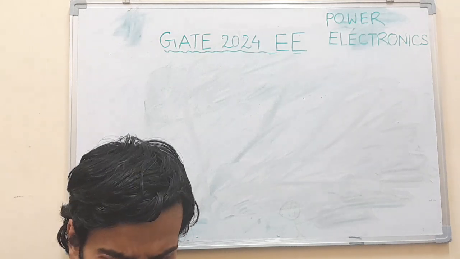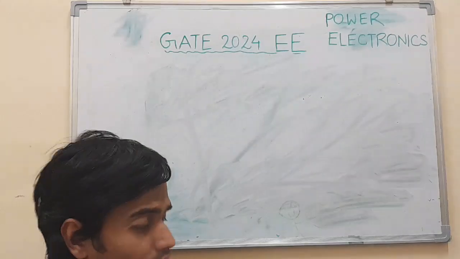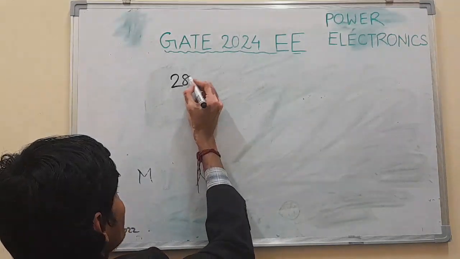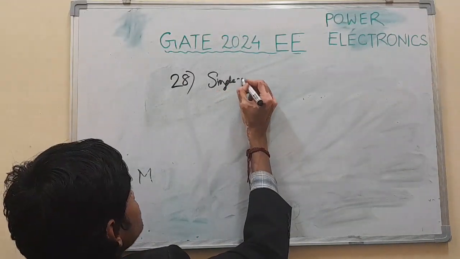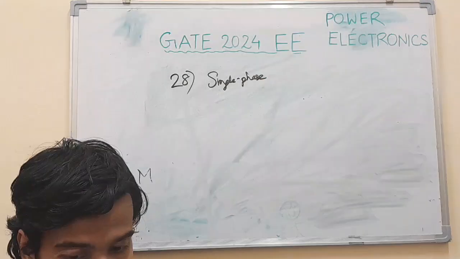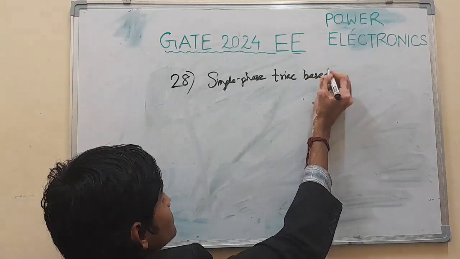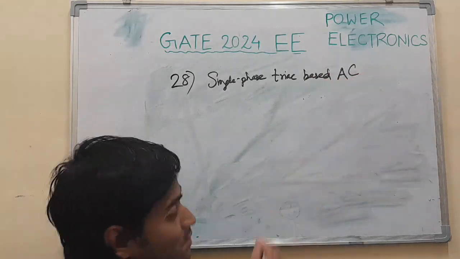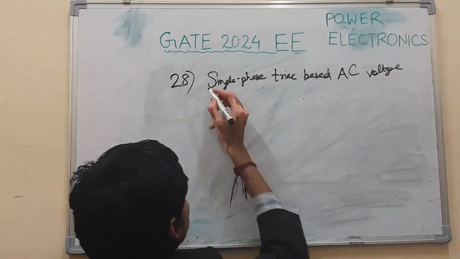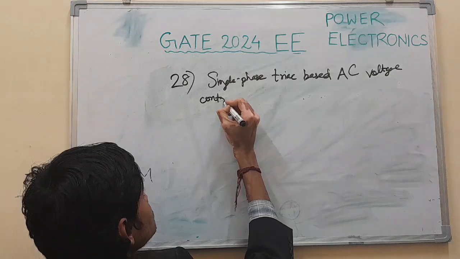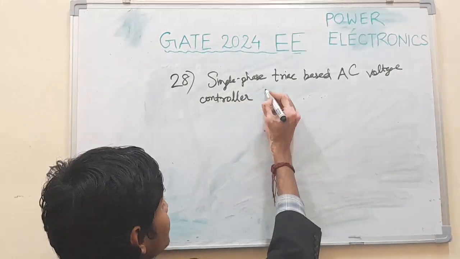Now a question based on single phase triac based AC voltage controllers. Question number 28. It is given that a single phase triac based AC voltage controller feeds a series RL load.